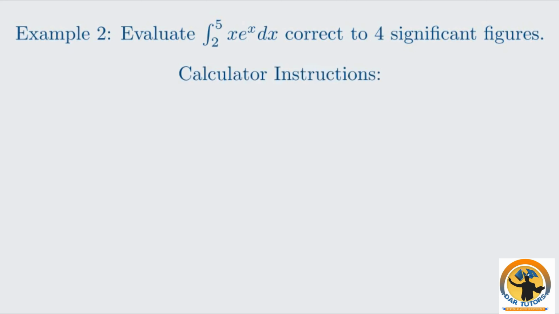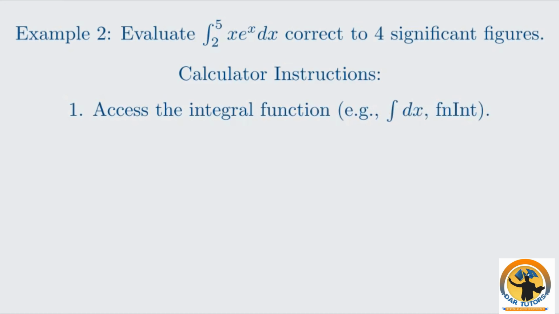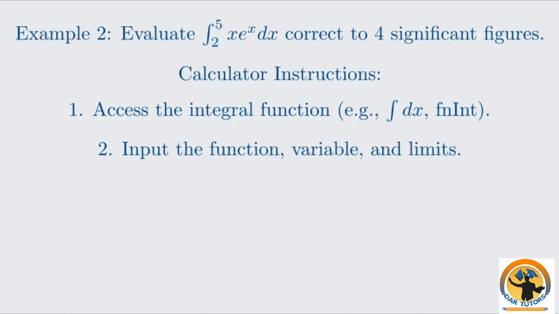Most graphics calculators have a function to compute definite integrals. You typically input the function, the variable of integration, and the upper and lower limits. For example, on a Casio calculator, you might use the integral symbol from the calculus menu. On a TI-84, you might use the fnint function. On a TI-Nspire, you can use the integral template. After inputting the expression, the calculator will display the numerical value of the integral.